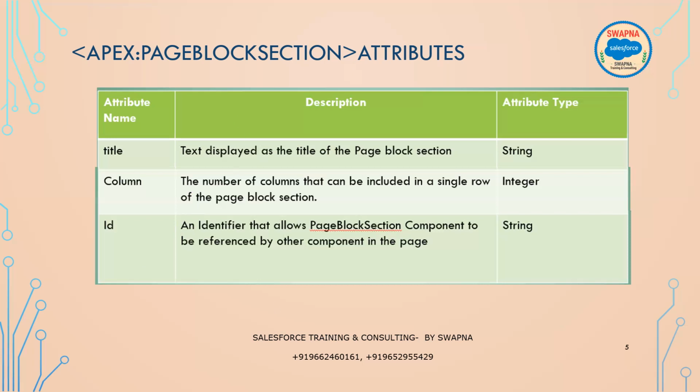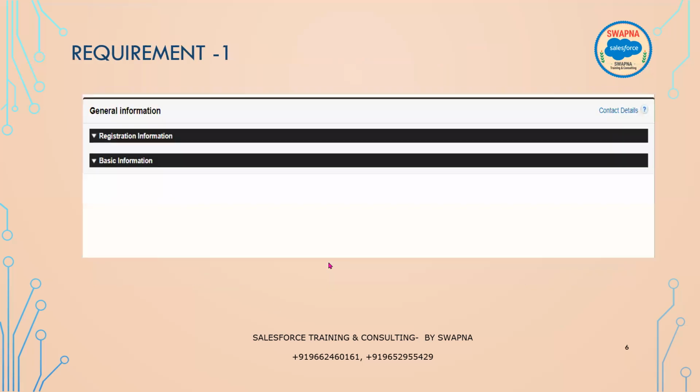Okay, so let's see the requirement. The requirement is general information. I wanted to add a page. Inside the page, the block is general information. Within that, I need to add a section called registration information and basic information, and here we have contact details. Let's go ahead and implement this.